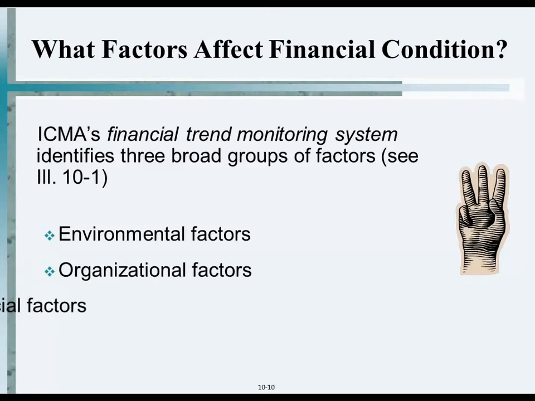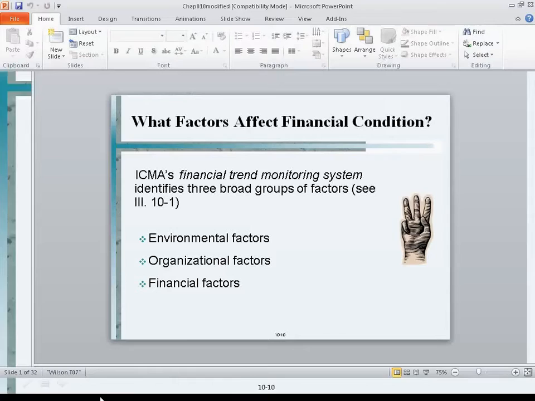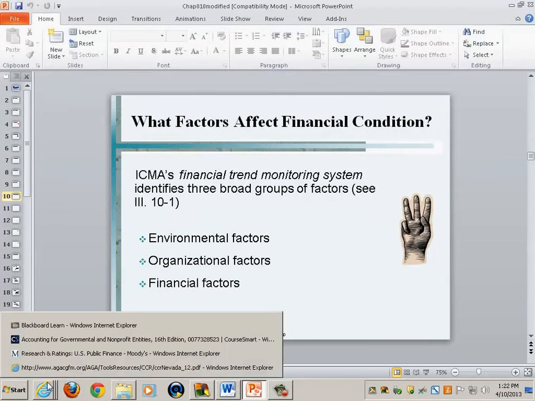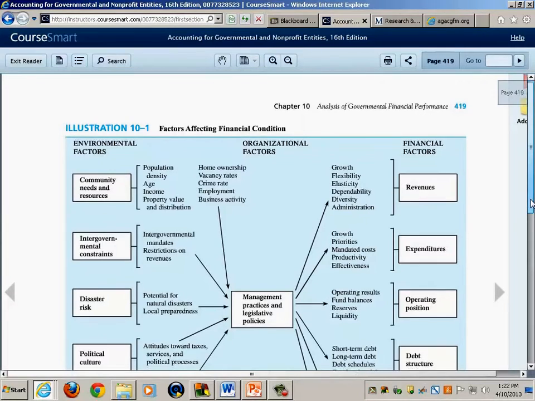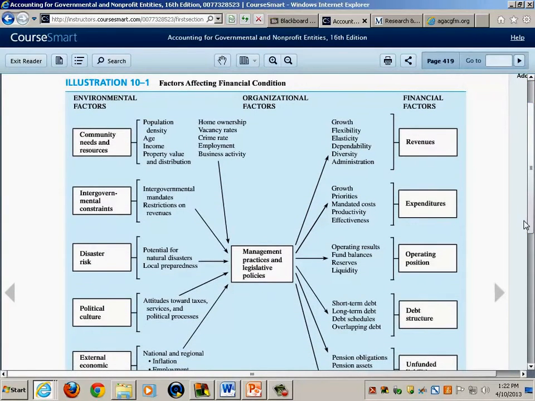Now there are three different factors, and there's a nice illustration actually in the book, I think. Here's that big chart. And a lot of this is really common sense. Maybe I shouldn't assume that, because having worked in the public sector, it makes common sense, but for some of you, it might not. And look at the way these things are organized: environmental factors, organizational factors, and financial factors.